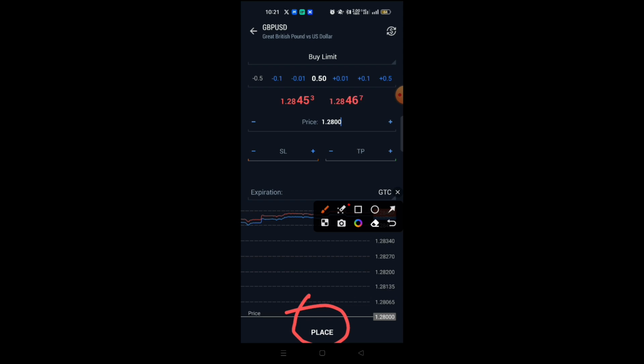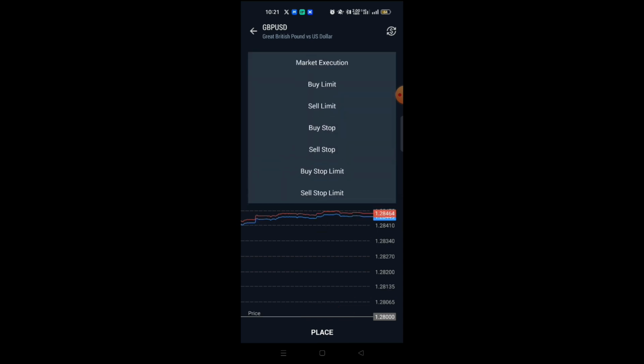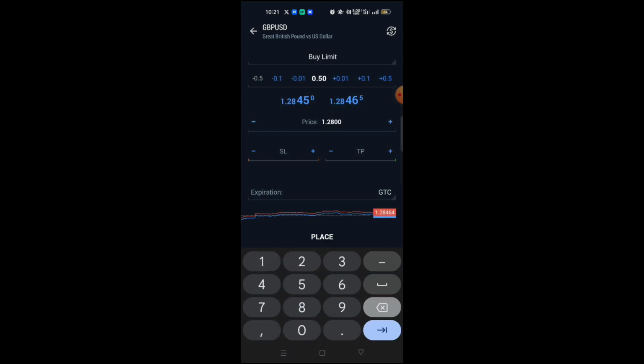So let me show you another example. Let's say I want to use 1.29. You can see that I cannot place it because it is above the current price. So I can't use buy limit for a price above the current price. It is only buy stop that will work. You can see that buy stop changed the button to white. So that means I can press it and place it. Do you understand now? I believe that should be clear enough.